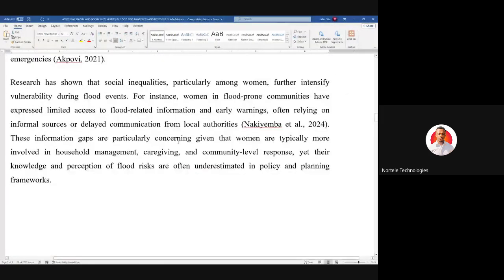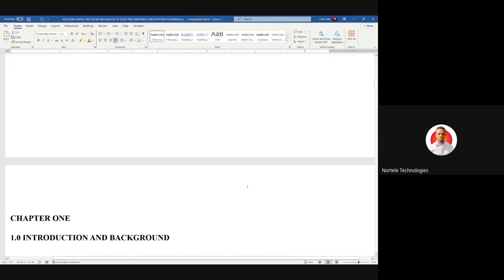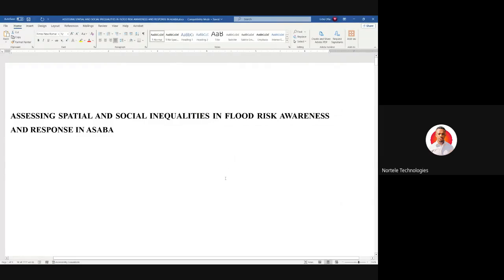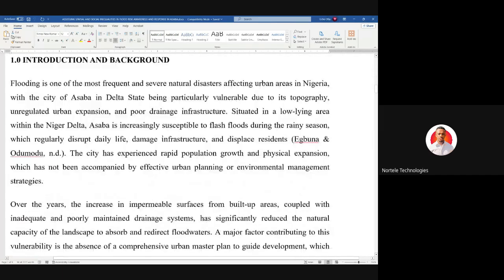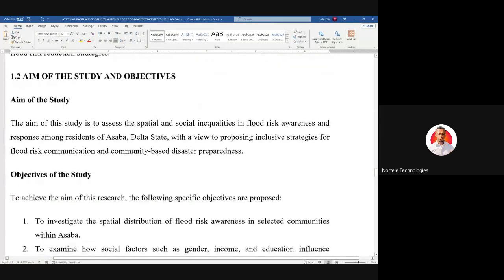This is the topic that we're using here: assessing spatial and social inequalities in flood risk awareness and response in Asaba. Now you can see the variables here. We're looking at flood risk awareness as a variable. We're looking at spatial and social inequality, those are two variables there. Spatial inequality, social inequality, they are two in one variables. Flood risk awareness is a variable. Response is a variable. So whatever you're doing in your objectives must have direct correlation with your study variables.